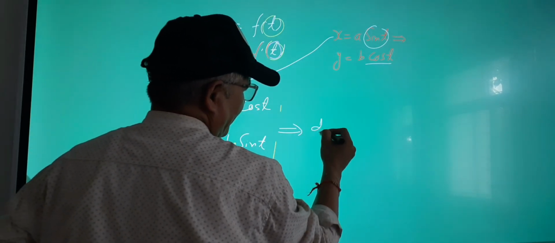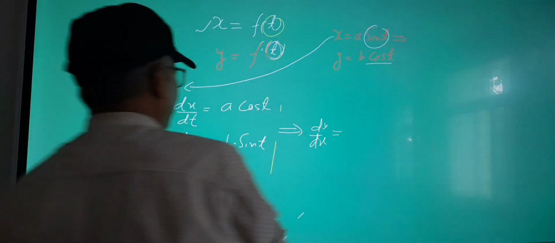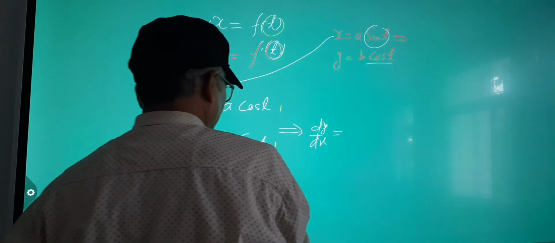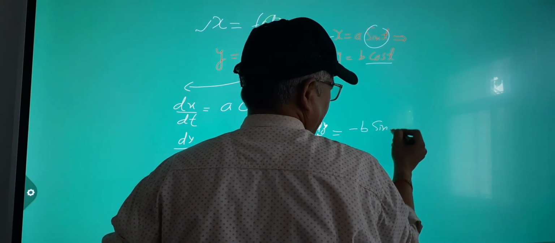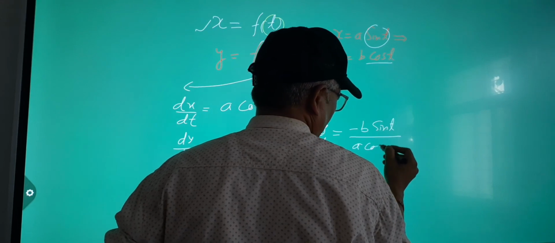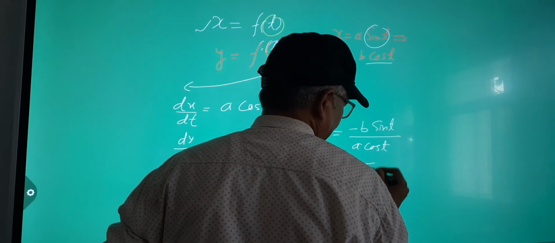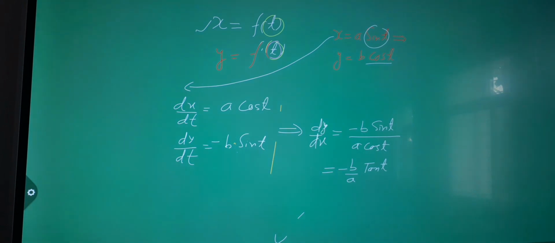Now the result will be dy by dx is equal to, I told you dt and dt cancel, so what is dy? dy I am using this one. dy with respect to x I want, so the y part comes on top: minus b sin t upon a cos t. So the result is minus b upon a, and sin upon cos is tan t. This is the answer. Note it down. So I am going for the next question.